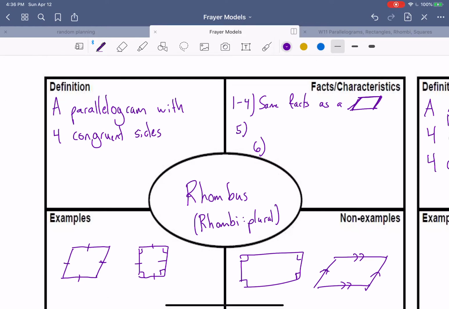Fact 5, on top of the additional ones from the parallelogram, says the diagonals are perpendicular. The other one said each vertex angle, which is just our fancy word for saying corner, is bisected. So you might see a problem where I just give you 1/2 and we have to figure out some information from it.